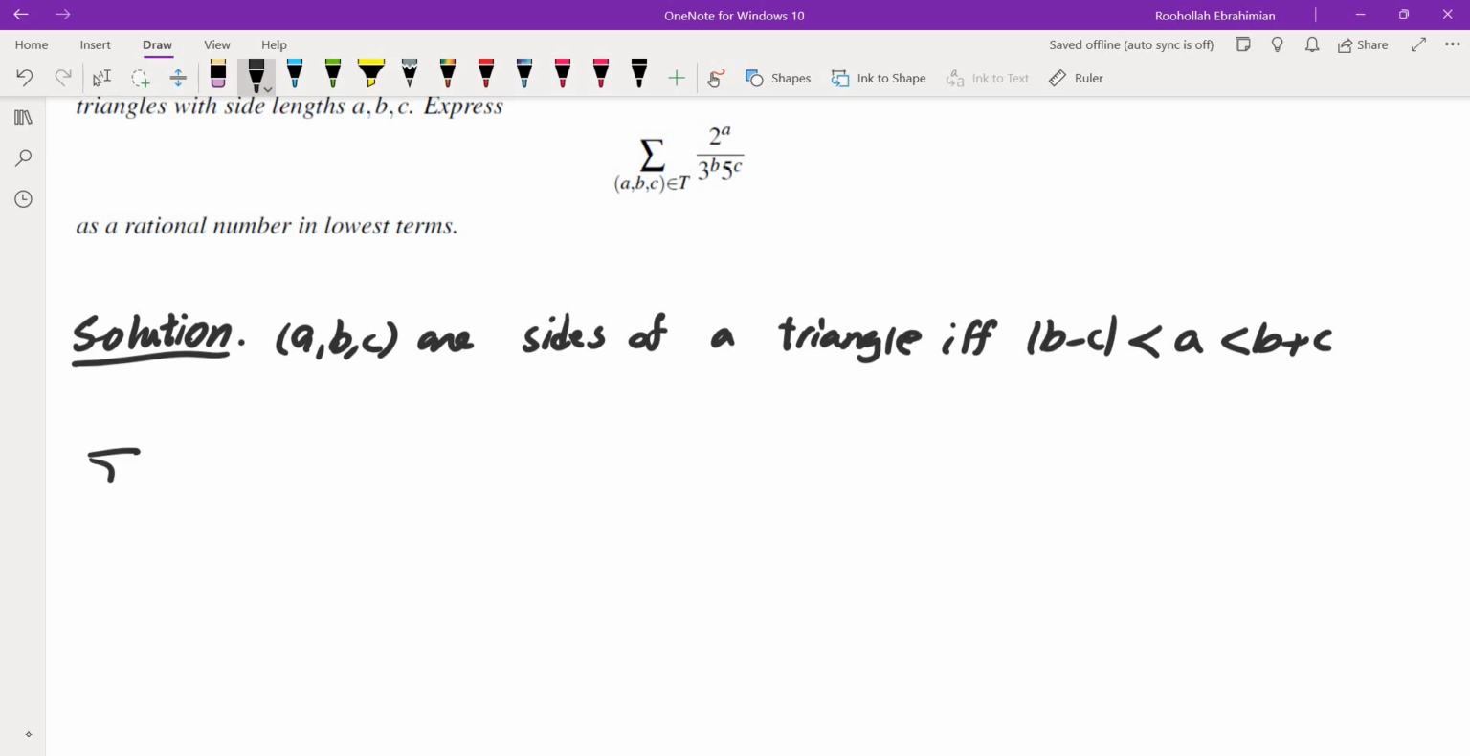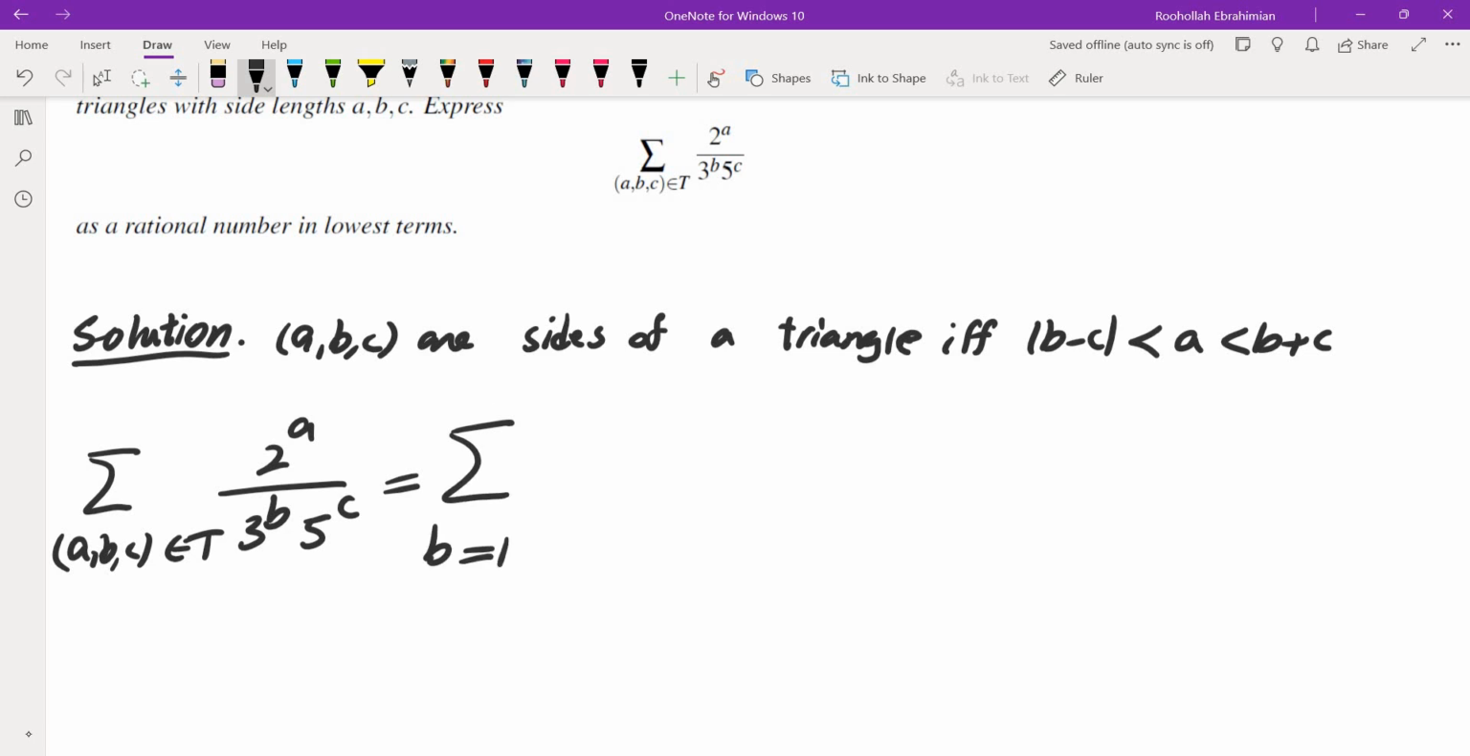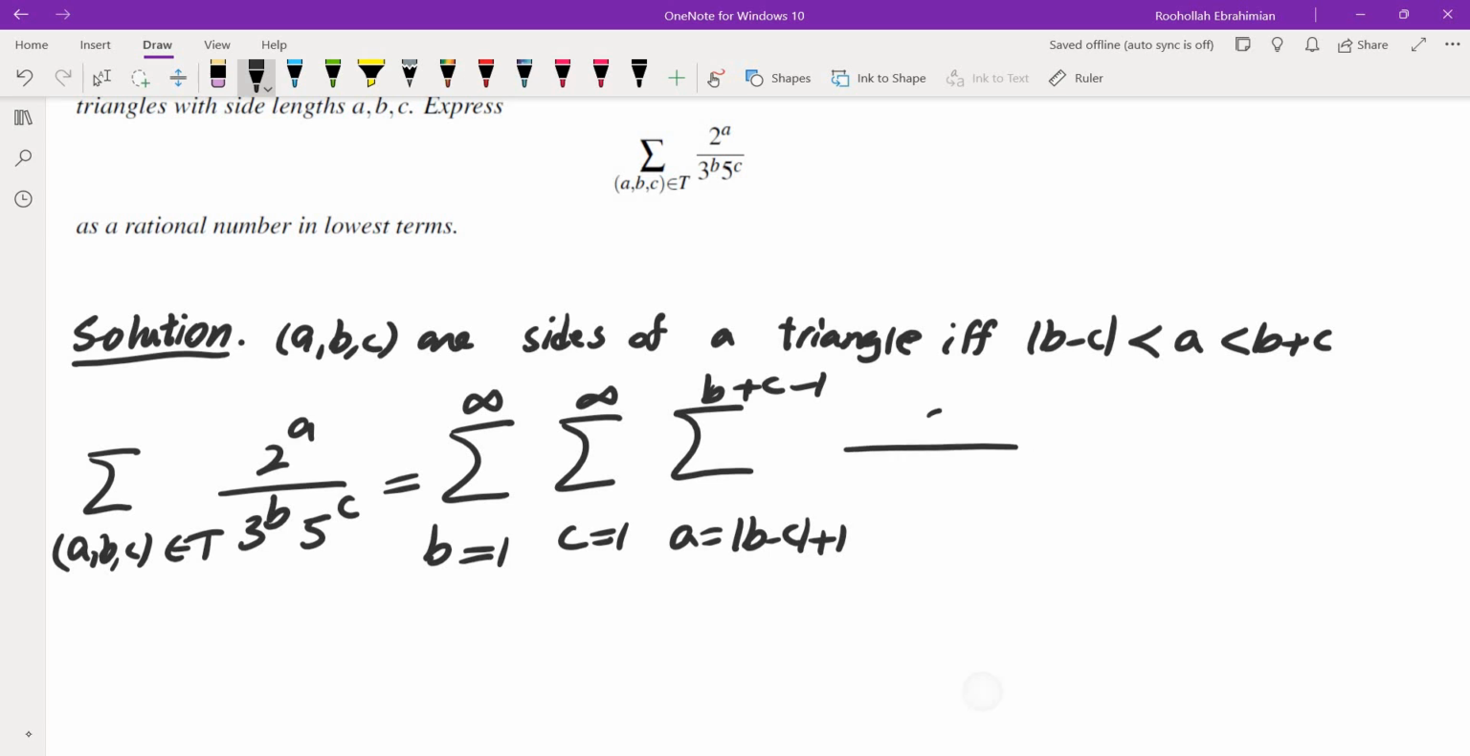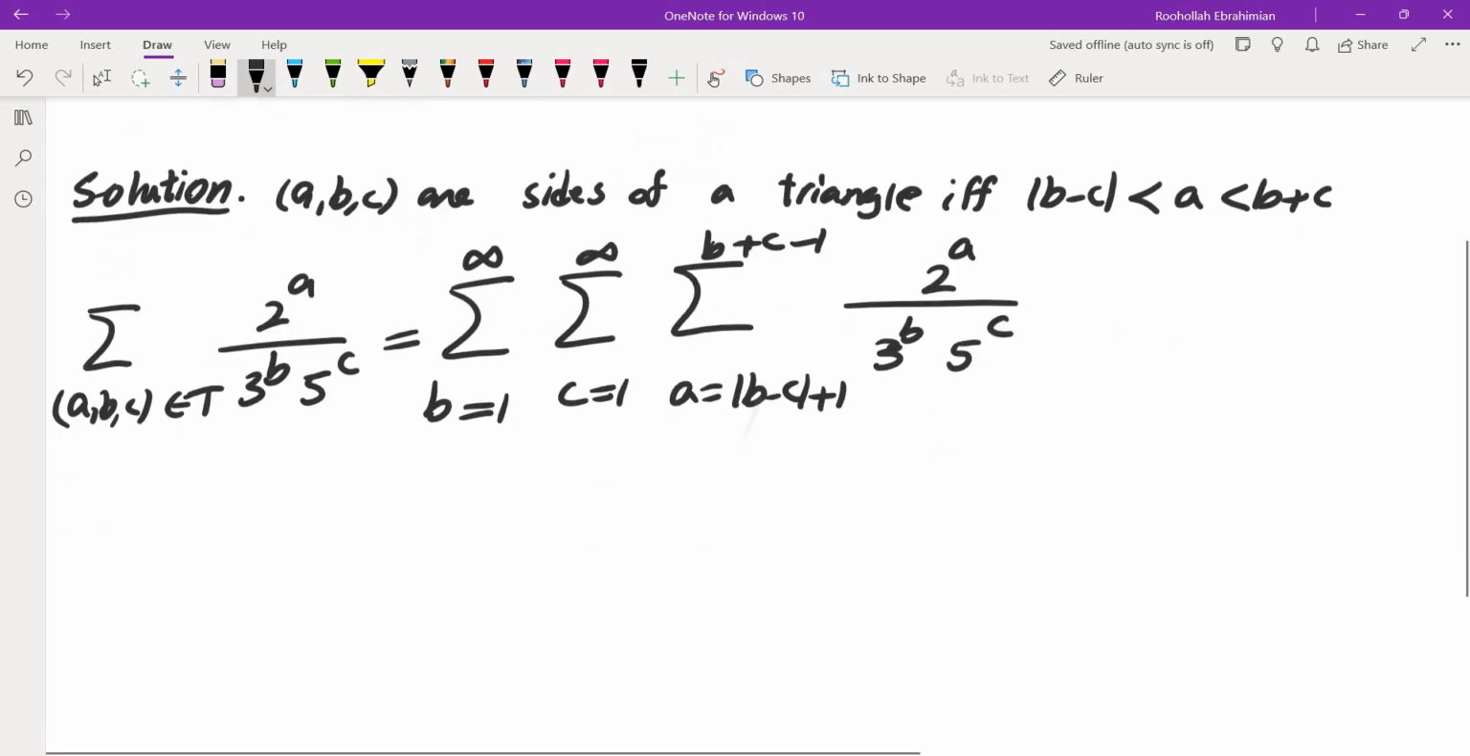Okay, so the sum over a, b, c in T of 2 to the a over 3 to the power of b, 5 to the power of c is equal to the sum where b can be anywhere from 1 to infinity, c can be anywhere from 1 to infinity, but there is a restriction for a. So a would be from the absolute value of b minus c, plus 1, all the way to b plus c minus 1. And the summand clearly remains the same.